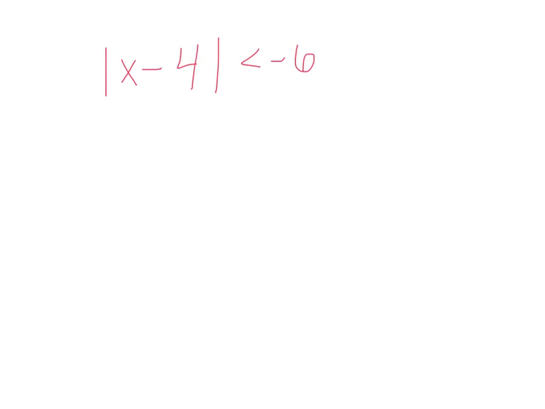Some absolute value inequalities have no solution. For example, the absolute value of x minus 4 is less than -6 is never going to be true. Since the absolute value of a number is never negative, there is no replacement for x that will make this sentence true. So the solution set to this inequality is an empty set.